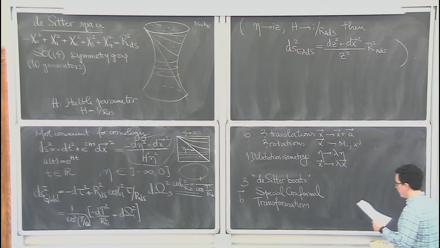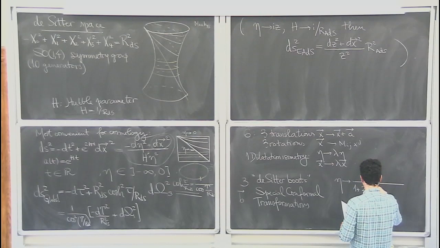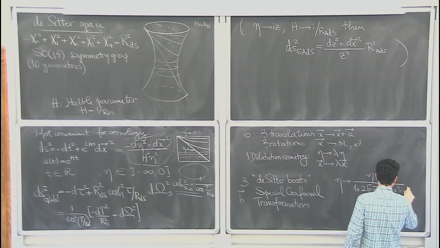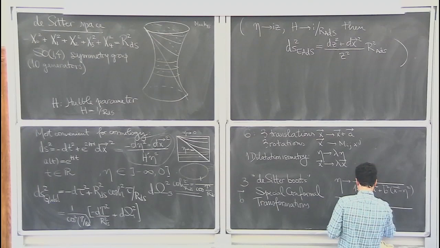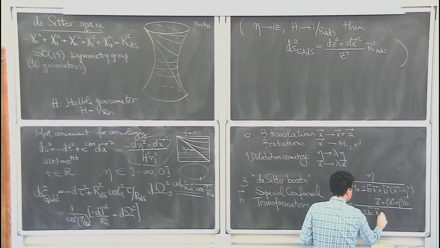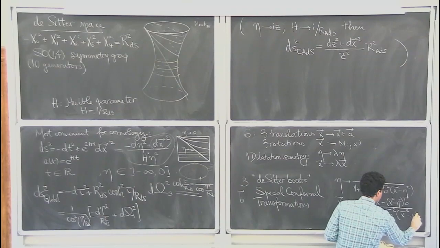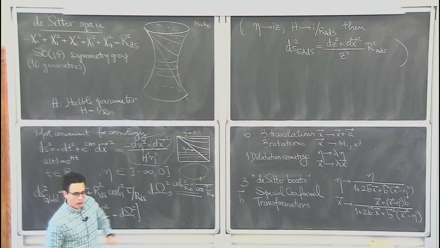Eta goes to eta over 1 plus 2 b dot x plus b squared times (x squared minus eta squared), and x goes to x plus (x squared minus eta squared) b, divided by the same denominator, 1 plus 2 b dot x plus b squared (x squared minus eta squared). Okay, so yeah, it's quite non-trivial.